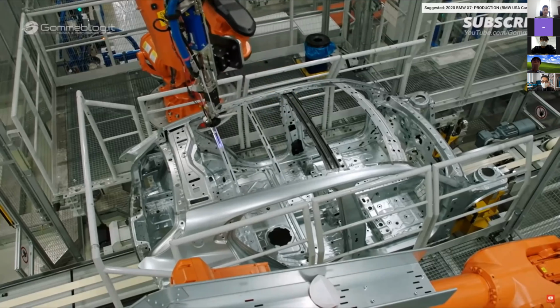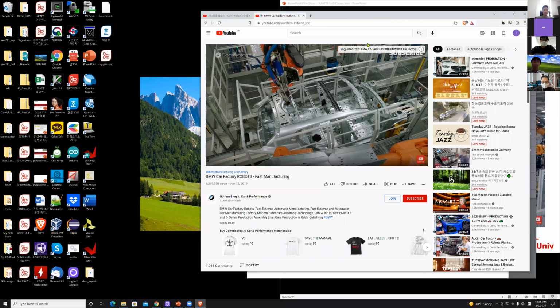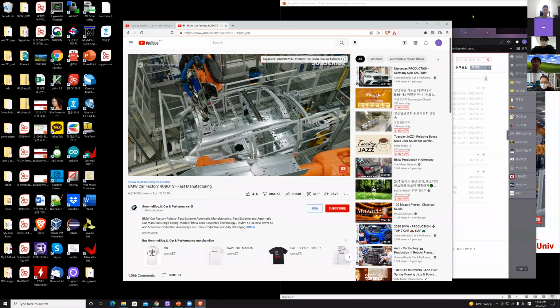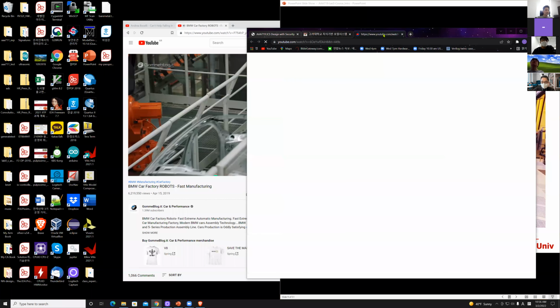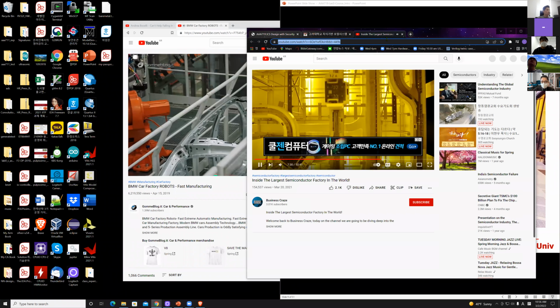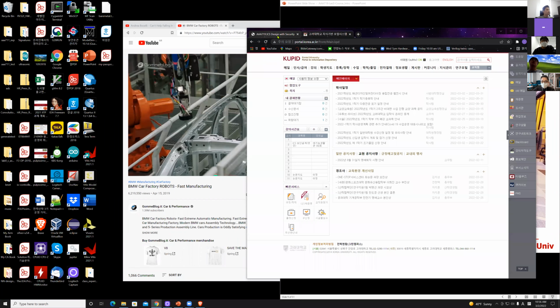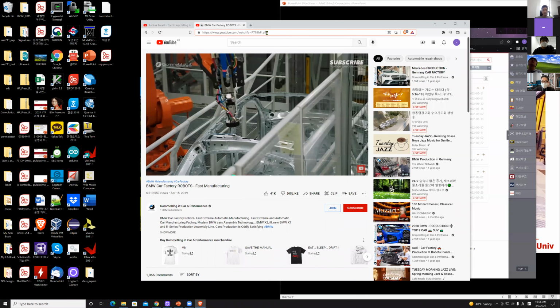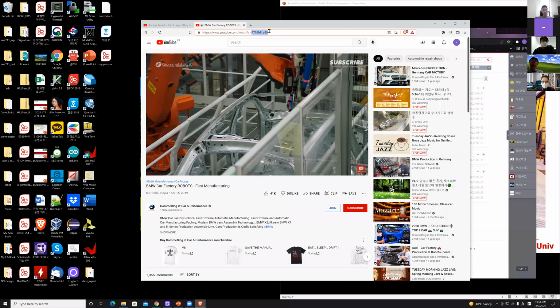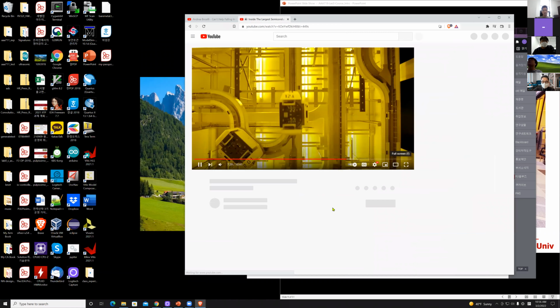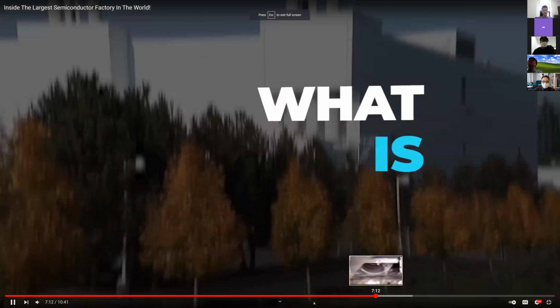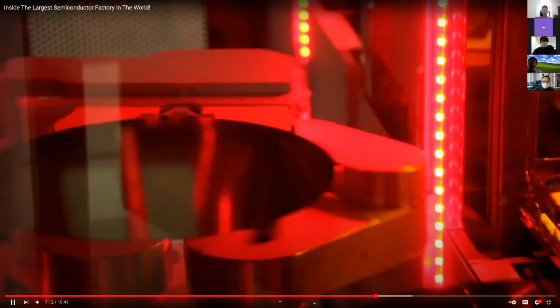So that is one example. And the second example, a semiconductor fabrication facility. Look at this. There are too many advertisements, so let me use this Brave browser.